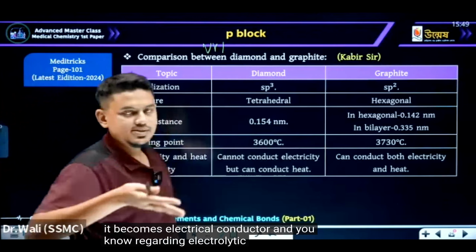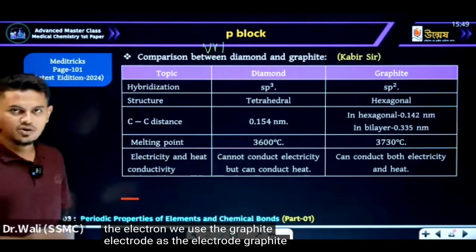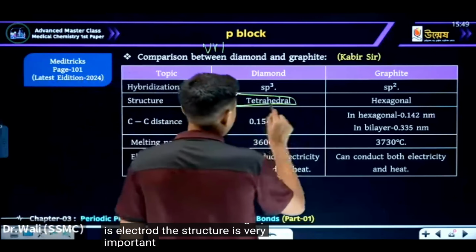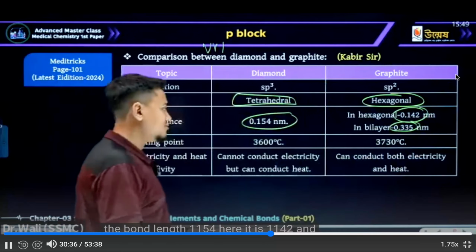And you know, regarding electrolytic cell, we use graphite as the electrode. Graphite rod is an electrode. The structure is very important. Diamond is tetrahedral and graphite is hexagonal, and the bond length in diamond is 0.154. Here it is 0.142, and the interlayer distance is 0.335.